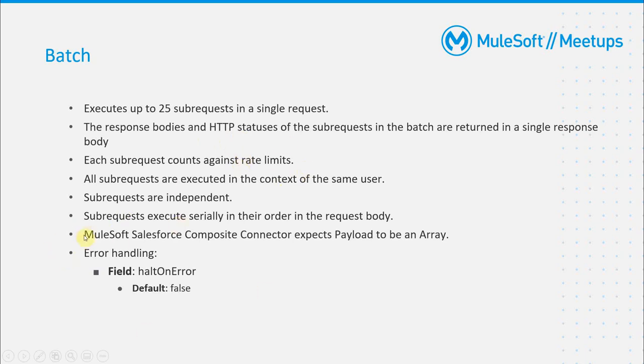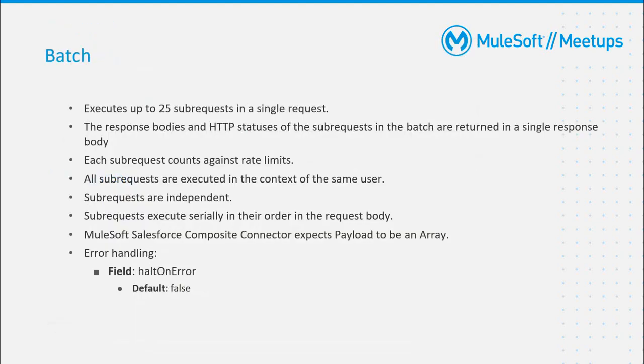Where were we? So okay. The MuleSoft Salesforce Composite Connector expects the payload to be an array. If you see this, it is an array, because it expects an array. In the Salesforce composite request we saw it was expecting an object, right? So here it expects an array. And for the error handling part, it has one field which says halt on error. If you do not define it explicitly in your request body, the default will be false.